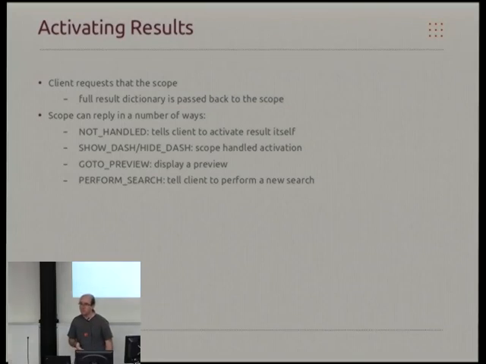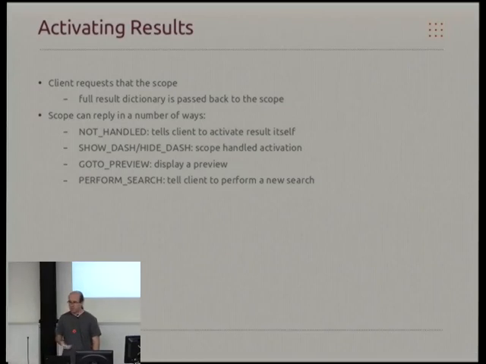Activating results is when you double click on one of the results. The scope is asked to activate it, and it can respond in a number of different ways. Probably the most common is for the scope to say that it hasn't handled the activation, in which case the shell does its best effort to activate the URI. If it's a file, it'll try to open the associated application. If it's a directory, it might open the file manager. If it's a web page, it'll open the user's favourite web browser. That means we don't end up encoding this default behaviour into each scope.